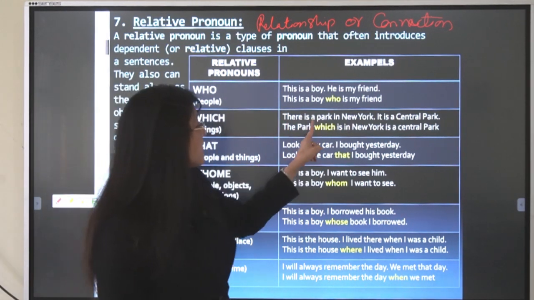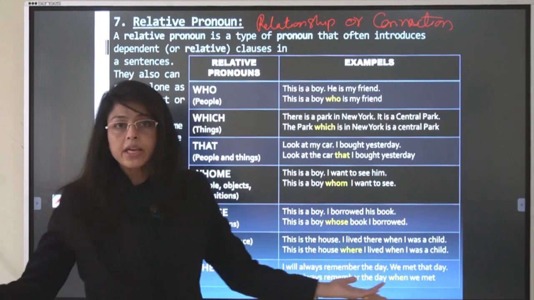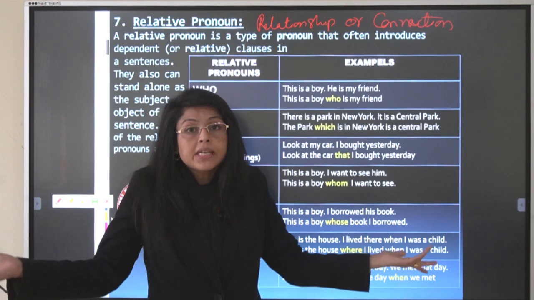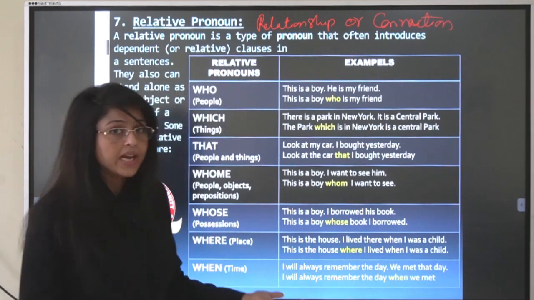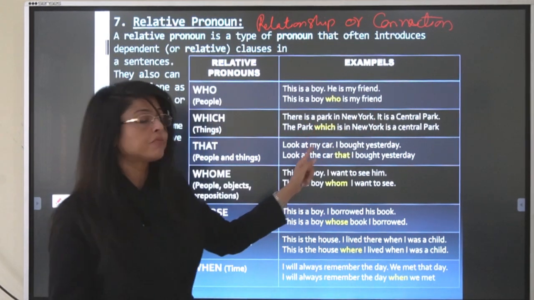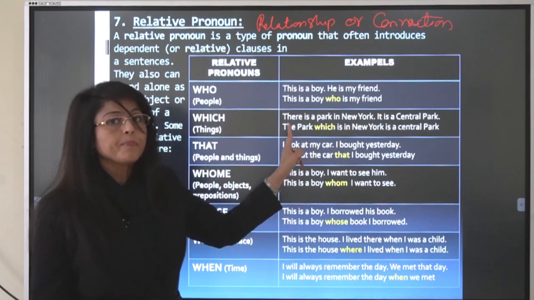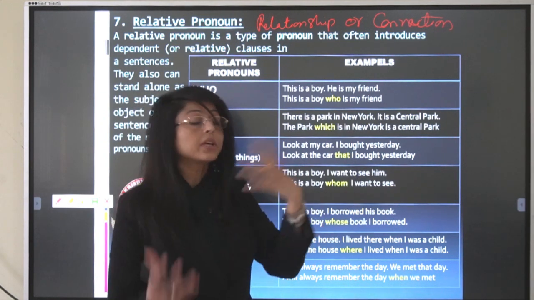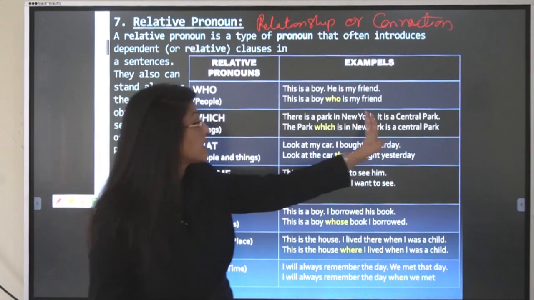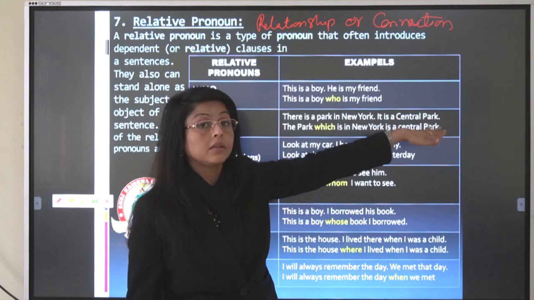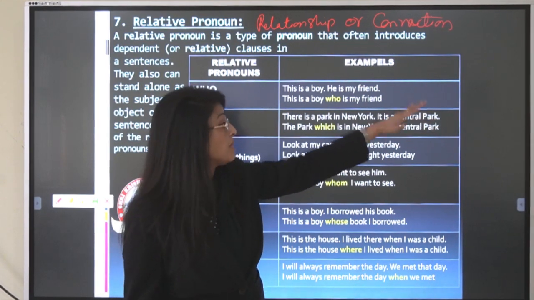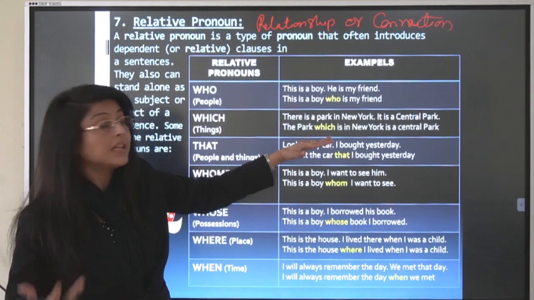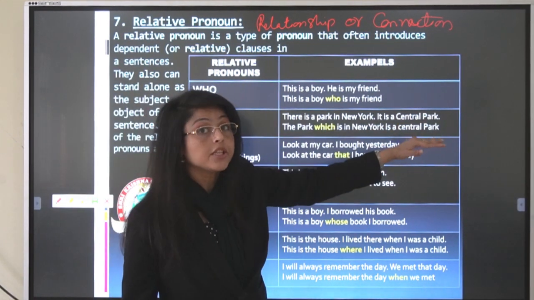See, there is a park in New York. It is making complete sense. But if you see, it is the Central Park. Which is the Central Park? You don't know, right? So this part is depending on the first part. That's why the main clause is an independent clause and it does not depend on any clause for the complete meaning, right? But the subordinate clause, the latter clause, depends on the main clause to give the complete sense, and that's why they are called dependent clauses.